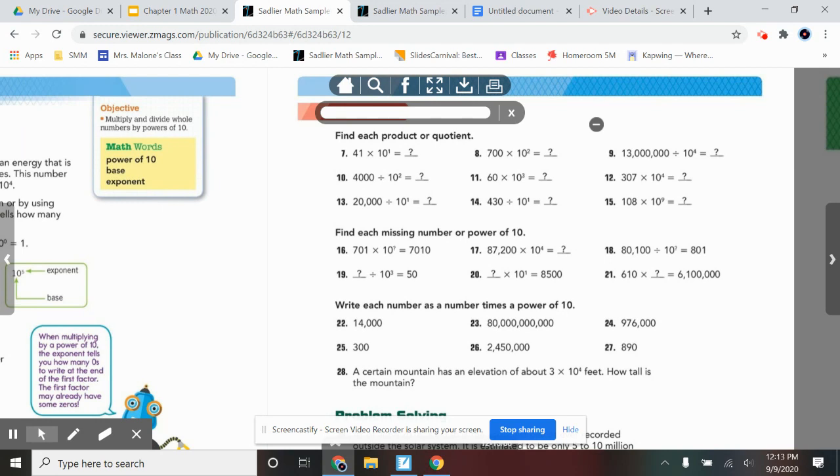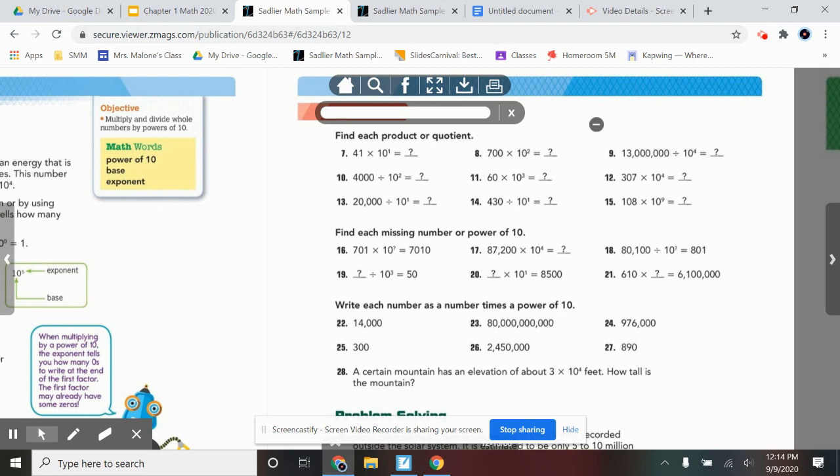Okay, so let's look at the first set of problems up here. Number 7 all the way through number 15. The directions say find each product or quotient. It's basically asking you to multiply a number by a power of 10. Do we know how to do that now? Yes. Let's move to this, and some of them are not just multiplication, some are division.